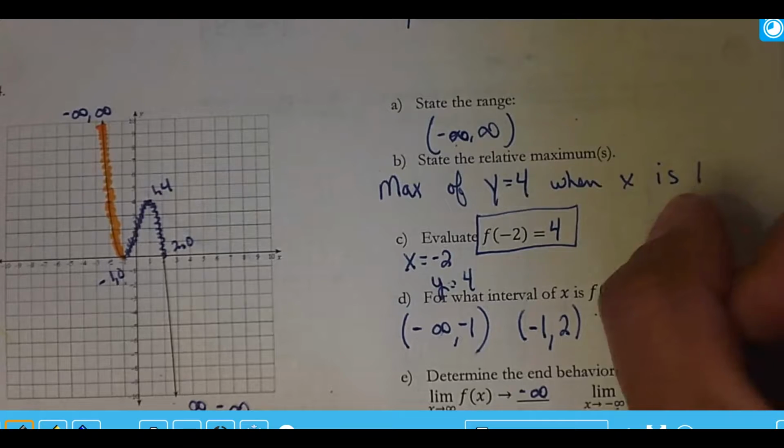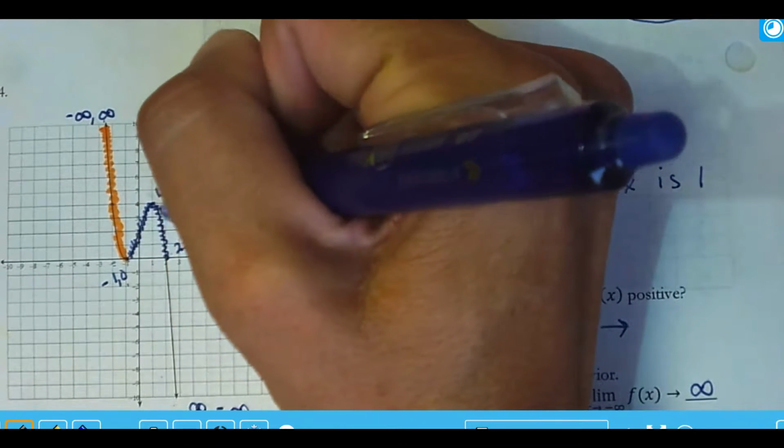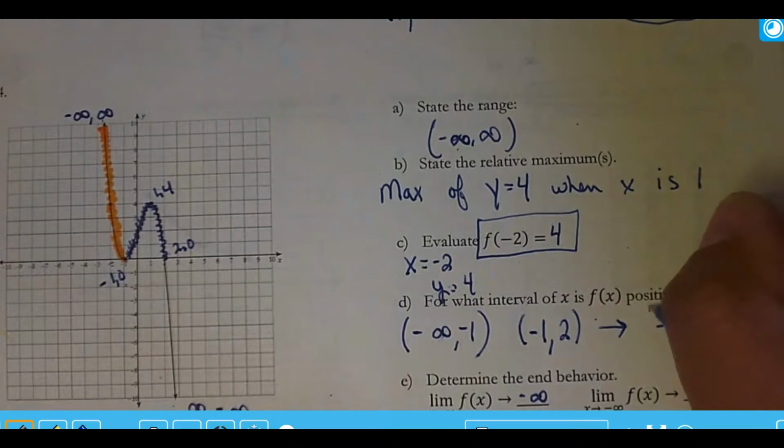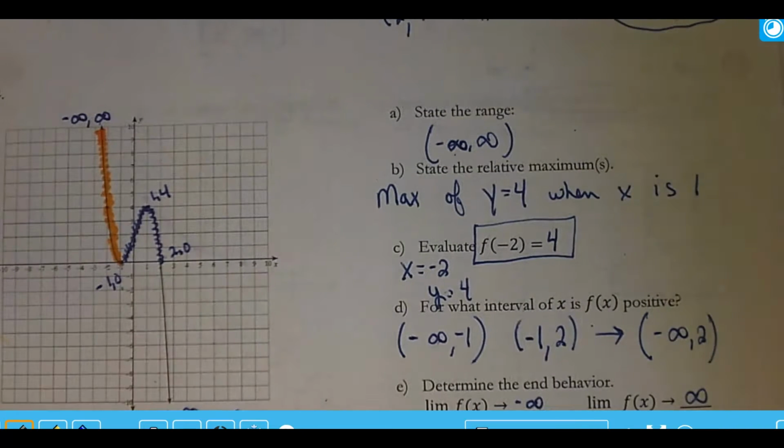What I did also take was some of you just did this whole stretch from negative infinity to 2. And just a reminder, we are talking about is y increasing, is y decreasing, is y positive, is y negative, but we will always use the x values in the description. And that's it.